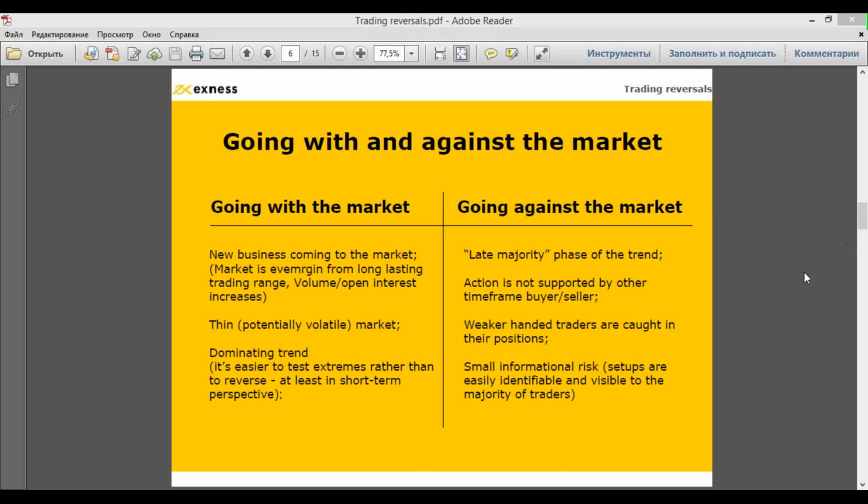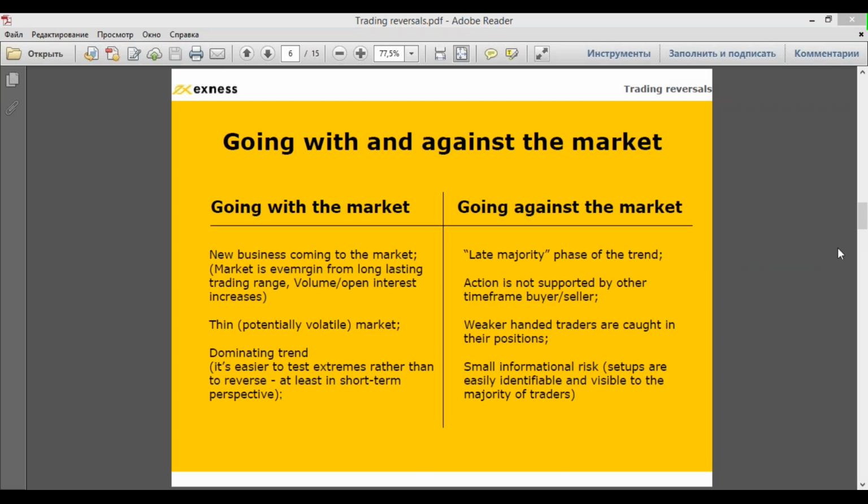So, in other words, we want to know when weaker-handed traders are caught in their positions. In other words, their inventory is long or their inventory is short, and we want to know how to capture those situations.